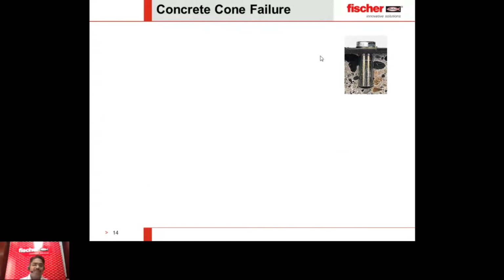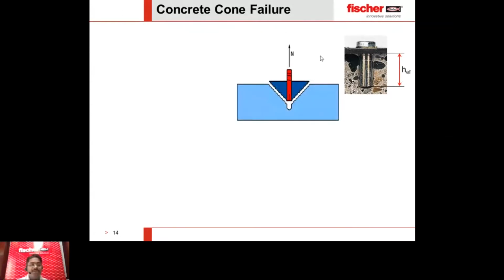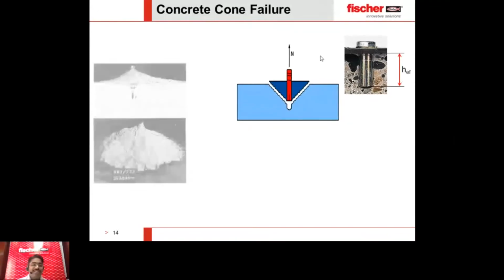We know how an anchor works. It's embedded inside the concrete and then bolted from the top. The part embedded inside the concrete is called the effective embedment depth, which is written as HEF, meaning H effective. So when there is tension, if the concrete is weak but the anchor is very strong, then the concrete fails and comes out. So what is the dimension of this concrete, and how does it fail?